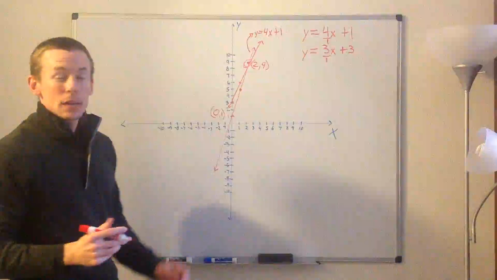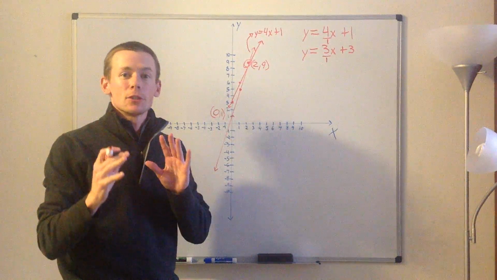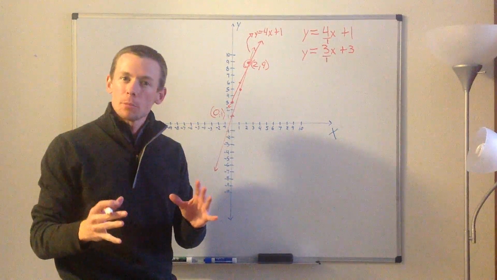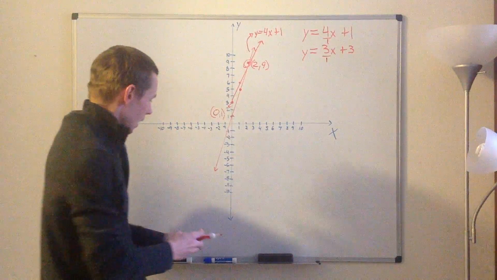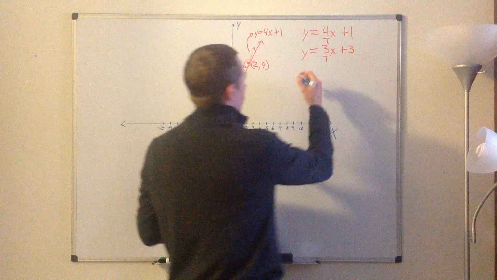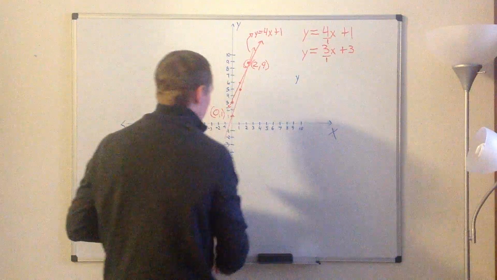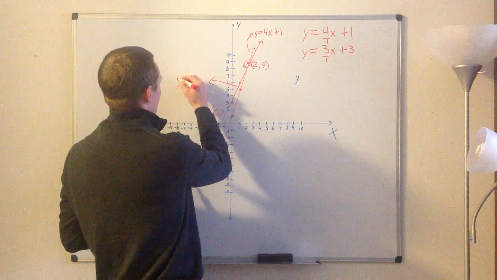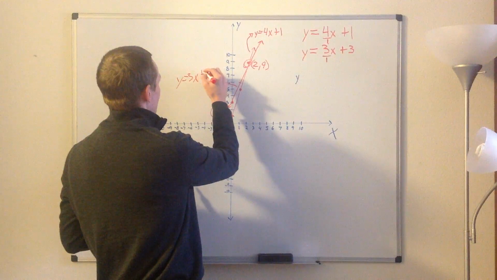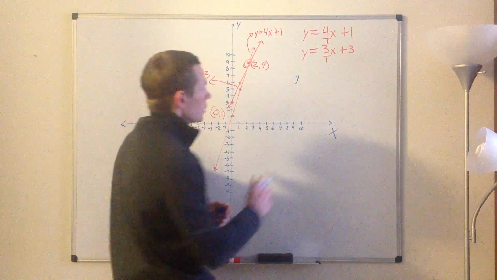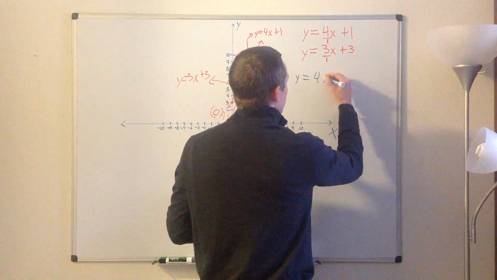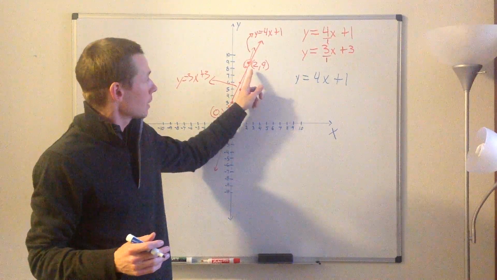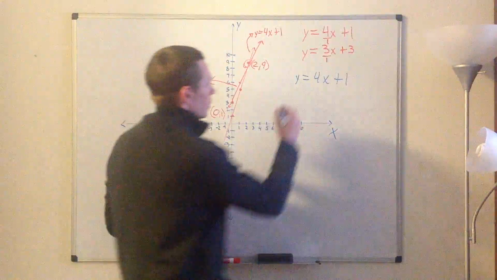So the point at which they intersect is 2, 9, and so that should be the point that satisfies both equations and makes both equations true. So let's double check. First of all, again, I'm going to label this line right here, y equals 3x plus 3. So we have y equals 4x plus 1. I'm going to put in 9 for y, and I'm going to put in 2 for x and see if it's true.